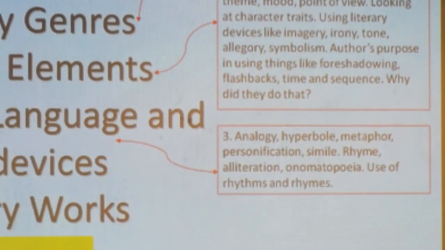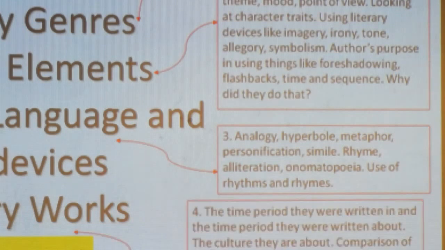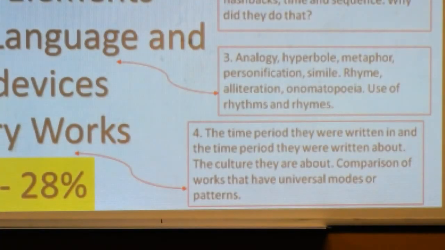Figurative language is standard 3.3a through 3.3c. It's on page 6. It talks about things like analogy, hyperbole, metaphors, personification, onomatopoeia, and those different types of rhythms and rhymes for sound devices. Literary works is on page 7, and that is standard 3.4a through 3.4d. It talks about the time period that things were written in and the culture. It gives consideration to the time periods and cultures that the authors have written in.